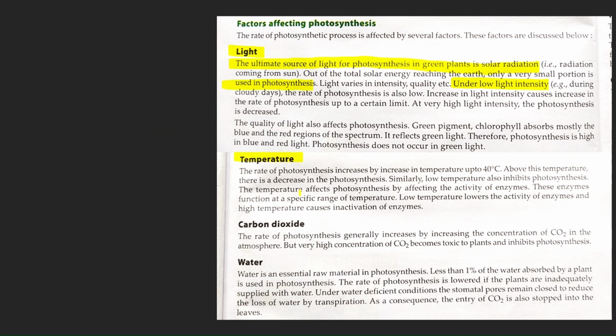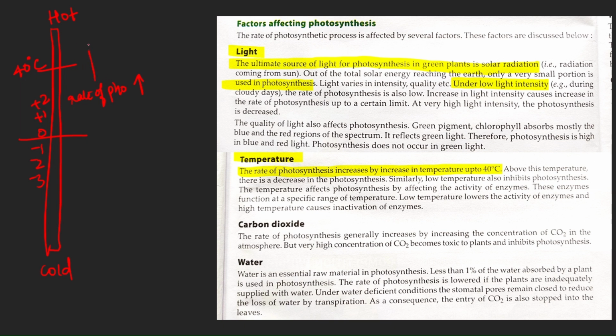Temperature. The rate of photosynthesis increases with an increase in temperature up to 40 degrees Celsius. So in the temperature bar, if you take 0, -1, -2, -3, so this is cold, then +1, +2, like that till 40 degrees Celsius, the rate of photosynthesis increases. After 40 degrees Celsius, the rate of photosynthesis decreases.